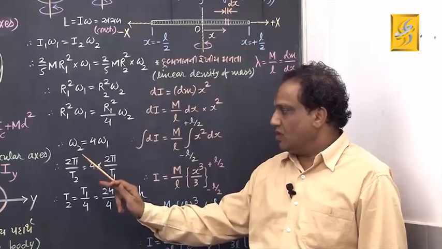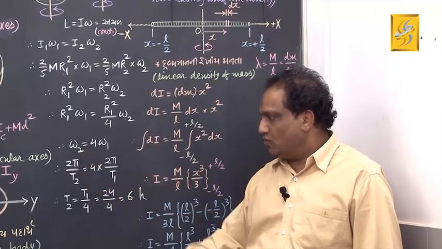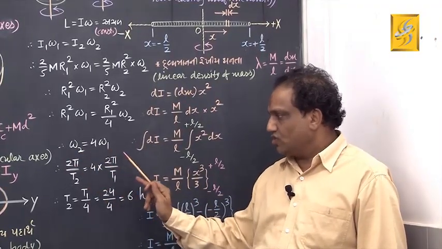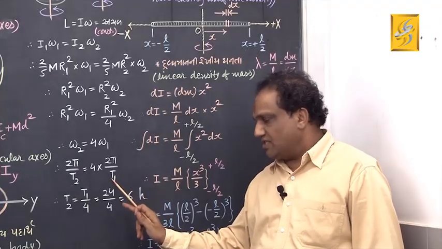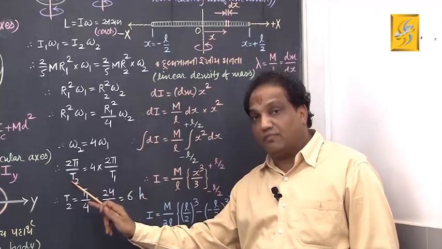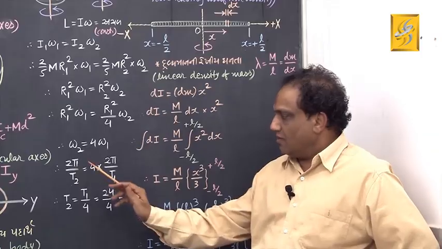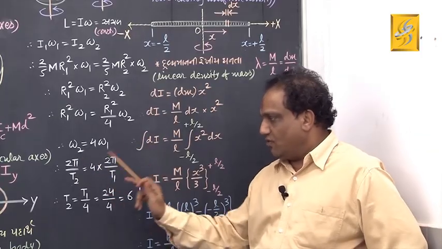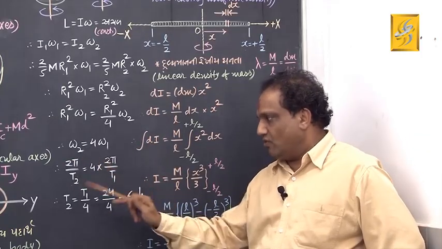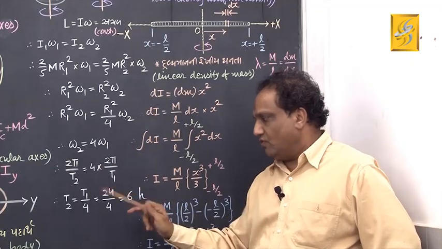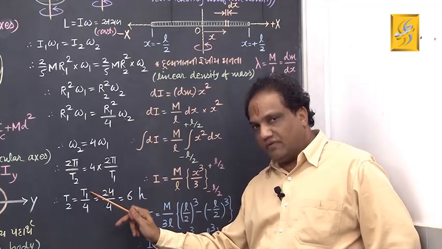rotation. Come on, omega 2 will be 2 pi upon T2, 4 as it is, omega 1 is 2 pi upon T1. This is the present periodic time, this is the later periodic time. Fine. Now come on, 2 pi will cancel. Find out T2, it will be T1 upon 4. T2 will be T1 upon 4. T1 upon 4. What is capital T1?